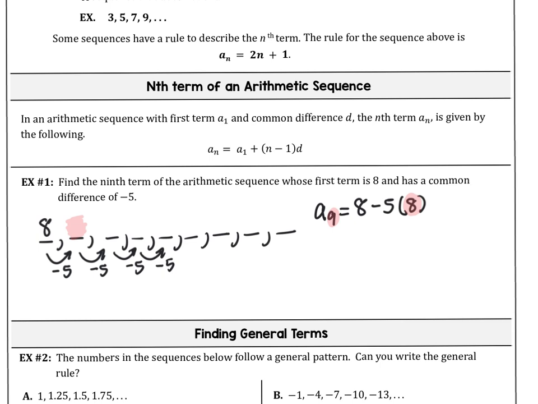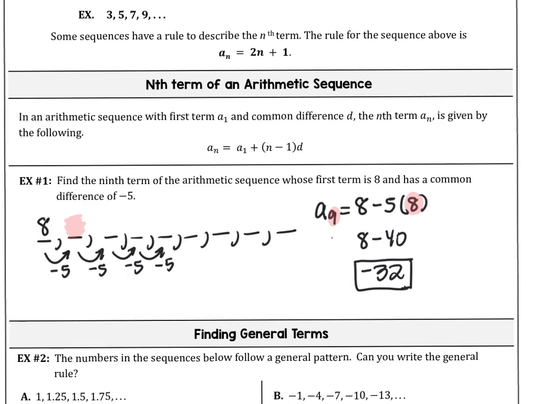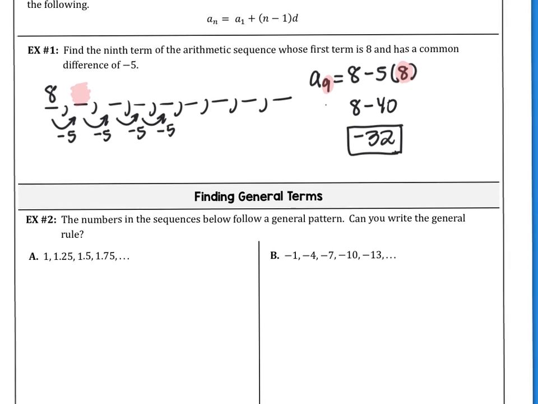So this can easily be figured out by saying 8 minus 5 times 8 is 40. 8 minus 40 is -32. So I don't have to find all of them to get there. I could, but I don't need to. If I recognize that it's always the first term plus your common difference, one less times than what you're looking for.